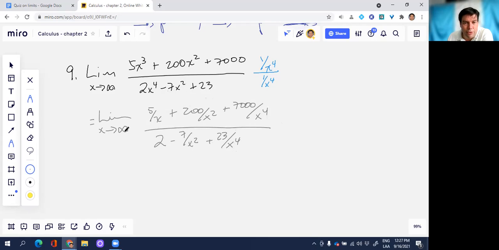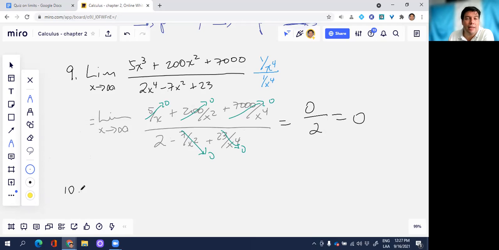Now, as x grows a lot, anything that is a constant number divided by a positive power of x goes to 0. So this goes to 0, this goes to 0, this goes to 0, this goes to 0, and this goes to 0. And so what we have is 0 over 2, which is 0. So the limit equals 0.